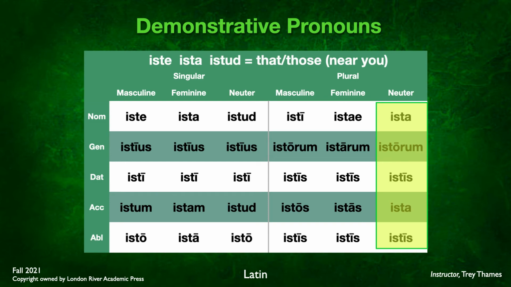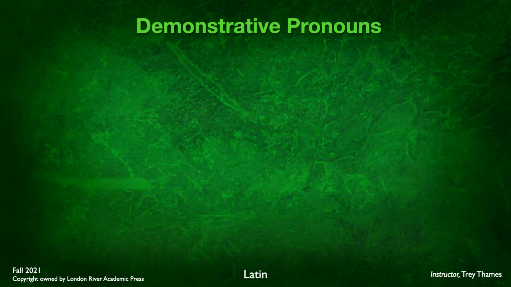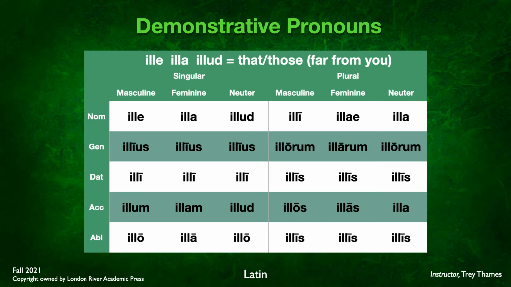Now finally, the last one we'll look at is ille, illa, illud. It follows the exact pattern as iste, ista, istud. We're just replacing the ist with an ill. Ille, illa, illud. Here we go. Exact pattern. You could basically take that same chart you just did, copy it completely, and just replace the ist with an ill, and you've got it.